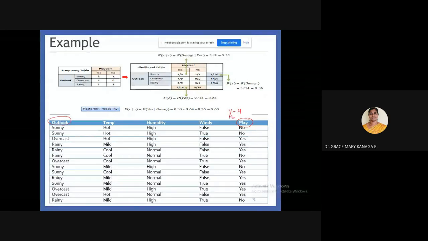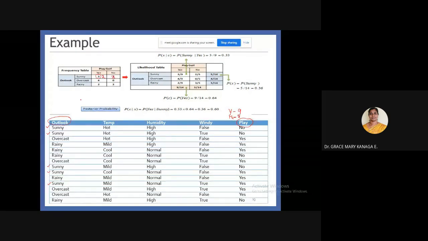And how many no's? 5 no's, right? I'm asking under sunny. Now you have to check for sunny. So consider only the attribute sunny, the values for sunny. Under that, how many yes and how many no's? Just tell only for sunny. 2 yes and 3 no's. Actually this value is not correct. Okay, so how many yes? 2 yes and 3 no, right?